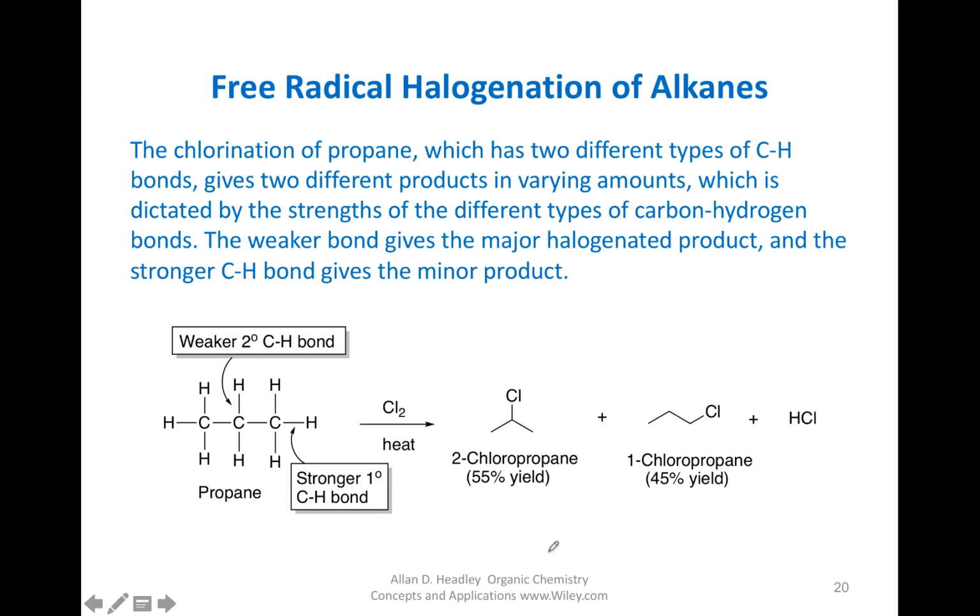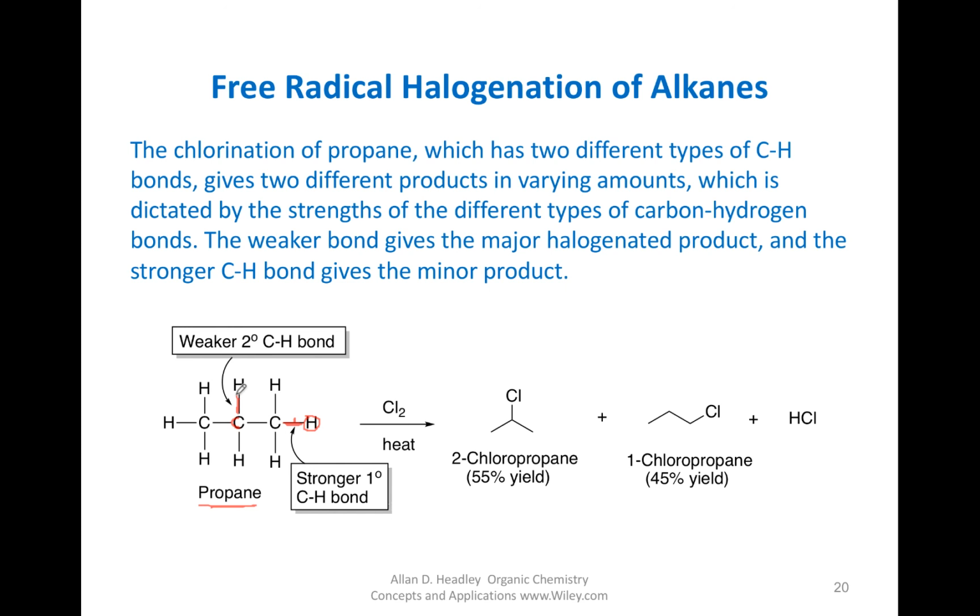In our last slide, let's look at this reaction. We have propane. Notice for propane we have two types of CH bonds. We have the primary CH bond, because this is a primary hydrogen. It's a strong bond because it takes more energy to break. But we also have the secondary carbon, which is bonded to a hydrogen. This bond is weaker because the homolytic cleavage will produce a secondary radical.